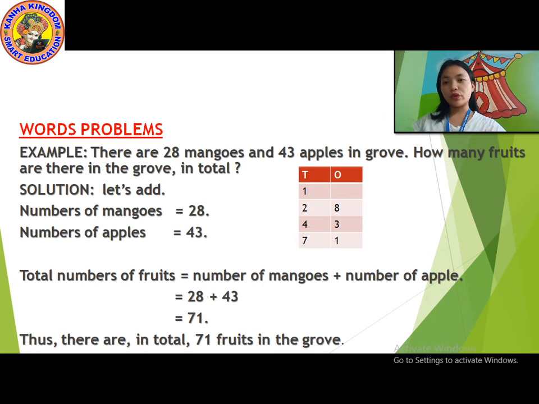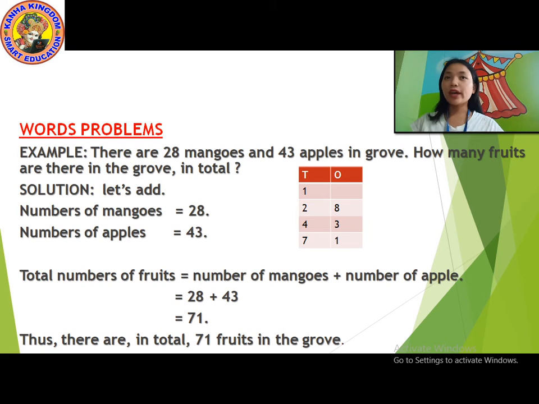Thus there are in total 71 fruits in the group, right? So 71 fruits are there in that group. 71 comes from adding the number of mangoes and the number of apples. So listen carefully student, this is the word problem. There are 28 mangoes and 43 apples in the group. How many fruits are there in the group? So you have to find out the total number of fruits in that group.